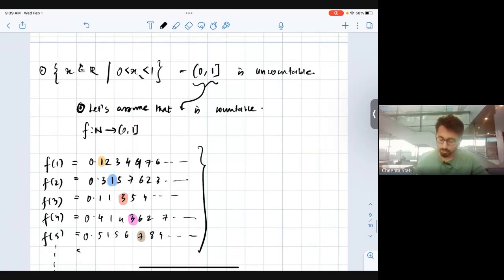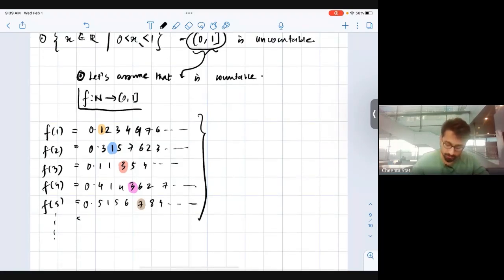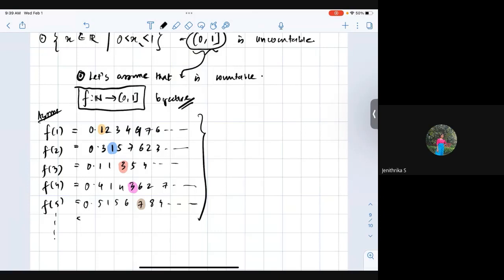So we assume that this set is countable, okay, Janitrika and others. That means there is a bijective function from natural numbers to this 0, 1 interval, right? It's a bijective function. So 1 goes to this number, 2 goes to this number, 0.315 number, right? 3 goes to this number, 4 goes to this number, 5 goes to this number. Does it make sense? Yes, yes. So now what to do?